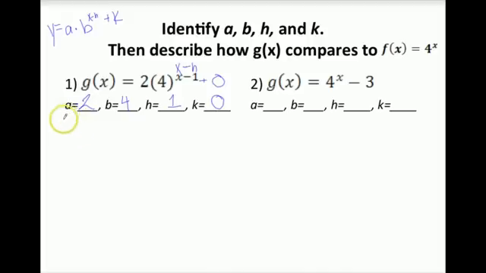Now our a value, taking a look back at the sheet in the previous slide, a is not negative, so we don't have a reflection. Now the absolute value of a, absolute value of 2, is greater than 1. So our first description, we have a vertical stretch by a factor of 2.